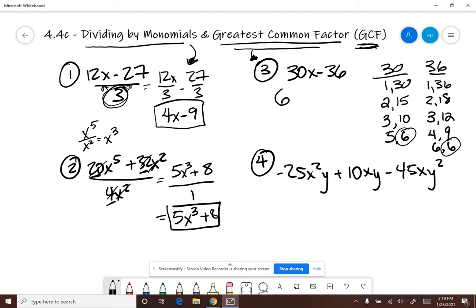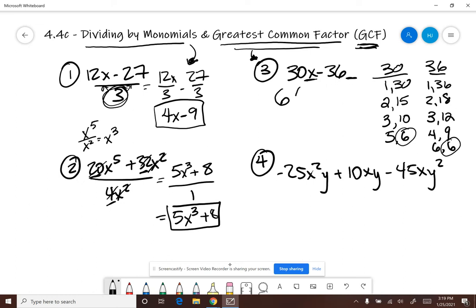Now the other question you've got to ask yourself is, is there an x in every term? Well, there's an x in this term, but there's no x here, right? So there's not an x in every term, which means it is not a greatest common factor because it's not in both terms. So the only thing literally that I could pull out of this is a 6.